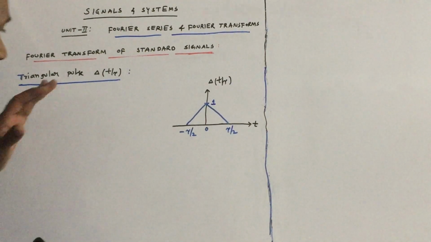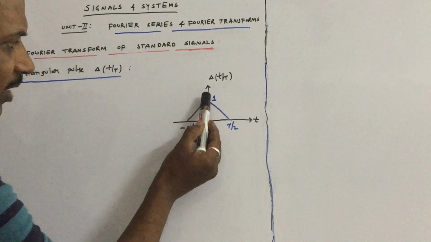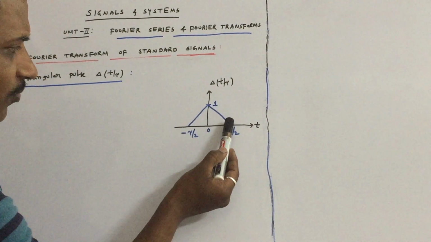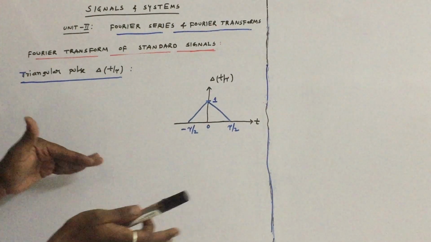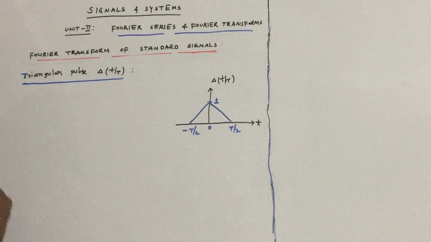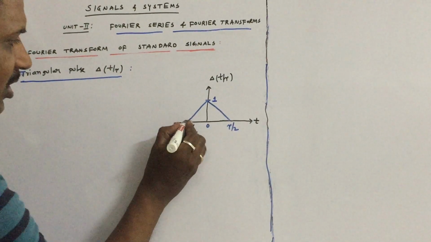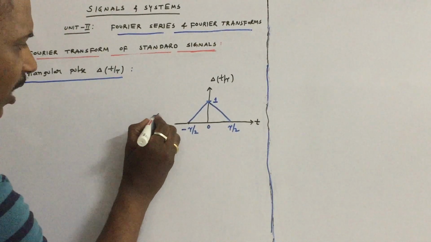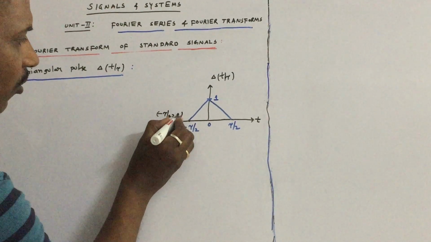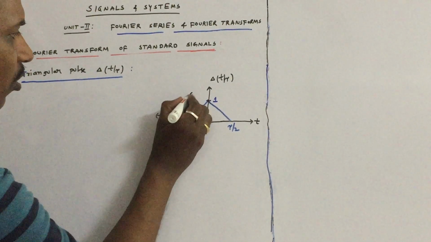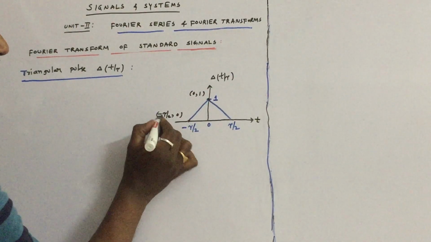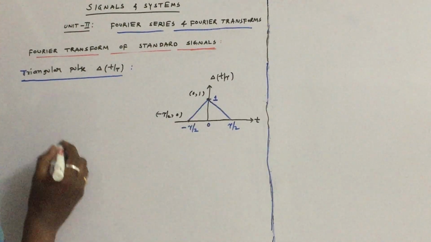So before finding the Fourier transform, let us find out the equation of each of these straight lines, so that we can easily substitute in the Fourier transform definition. First let us find the equation of this straight line. So what is this point? Minus τ/2 comma 0. And what is this point? 0 comma 1. From these 2 points we can easily find the equation of this straight line.